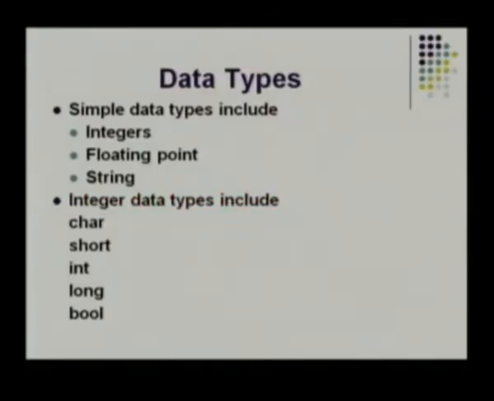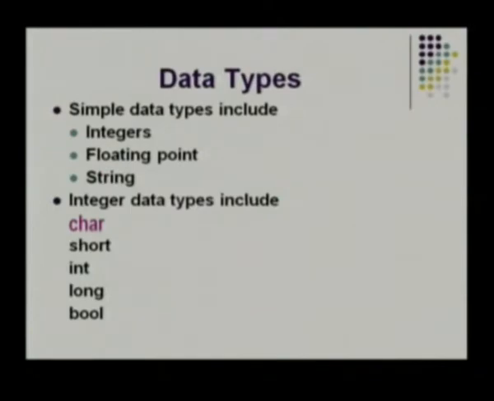When you say integers, it is the same 2 bytes of memory that is required, floating point is 4 bytes, and for string you have a sequence of characters. Based on the number of characters in the string, for one character you have 1 byte of memory allocation. In integer data types you also have character.